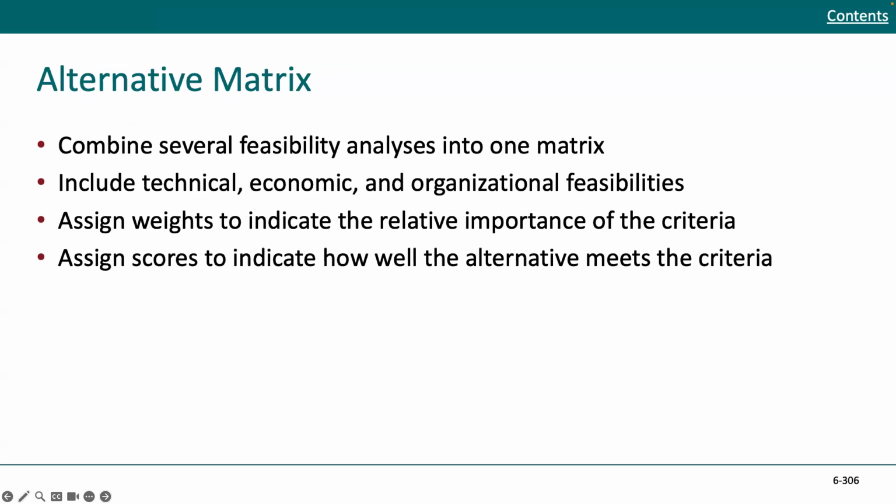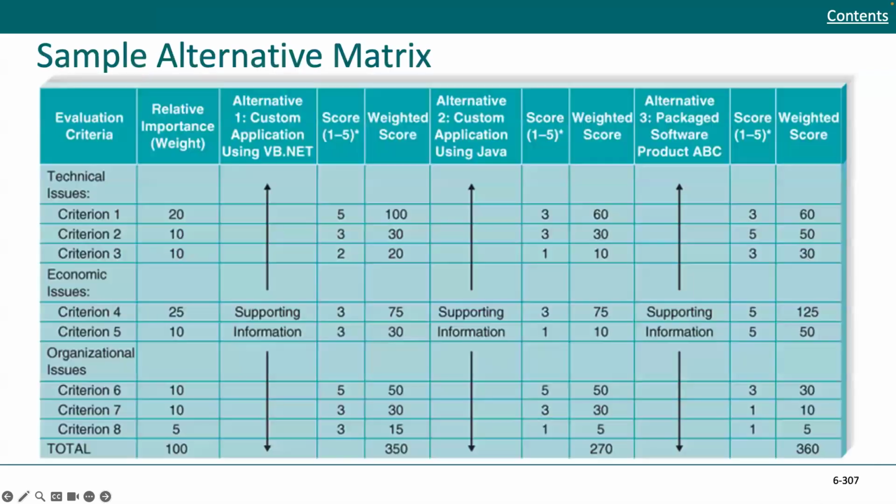Okay, now let's talk about analysis of alternatives and how we actually make our decision in a structured way. So that's where we use the alternative matrix. It combines several feasibility analyses into one matrix. It includes technical, economic, and organizational feasibility. Those are the criteria areas that we're going to be highlighting. You assign weights to indicate the relative importance of the criteria, and then you assign scores to indicate how well the alternatives meet the criteria.